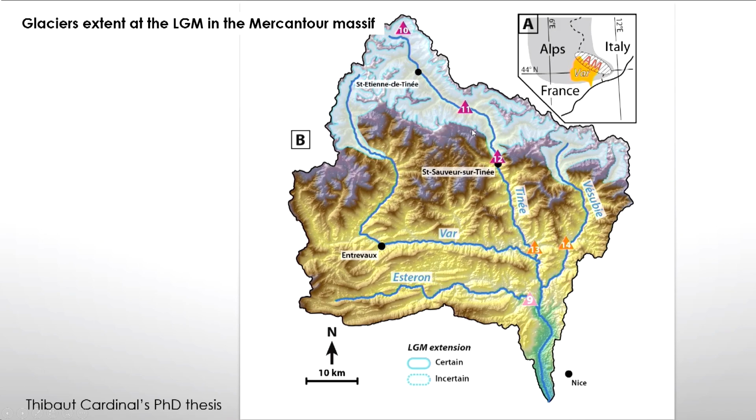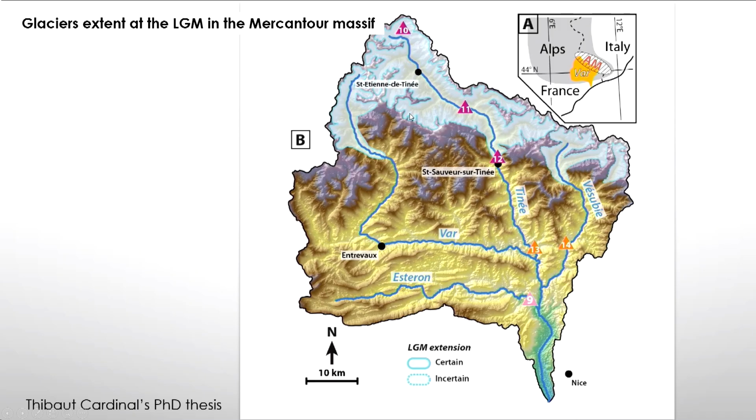So, speaking about the influence of glacial history on this landscape, what do we know? This is a map that has been constructed by a former PhD student, Thibaut, based on existing literature, to synthesize the possible extent of the glaciers during the last glacial maximum in the Mercantour Massif.